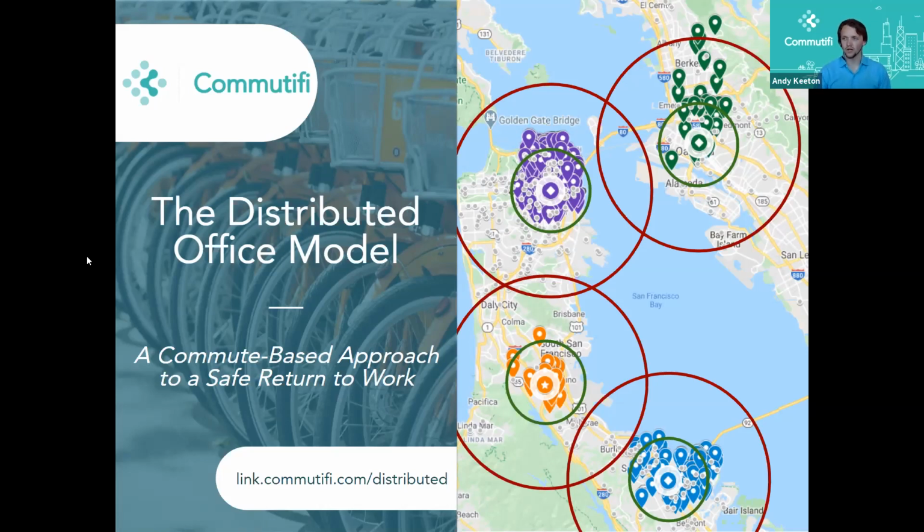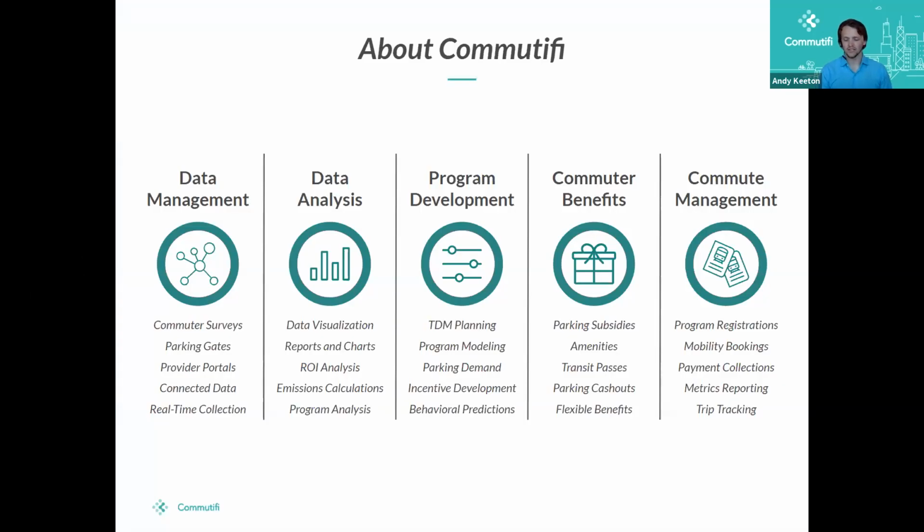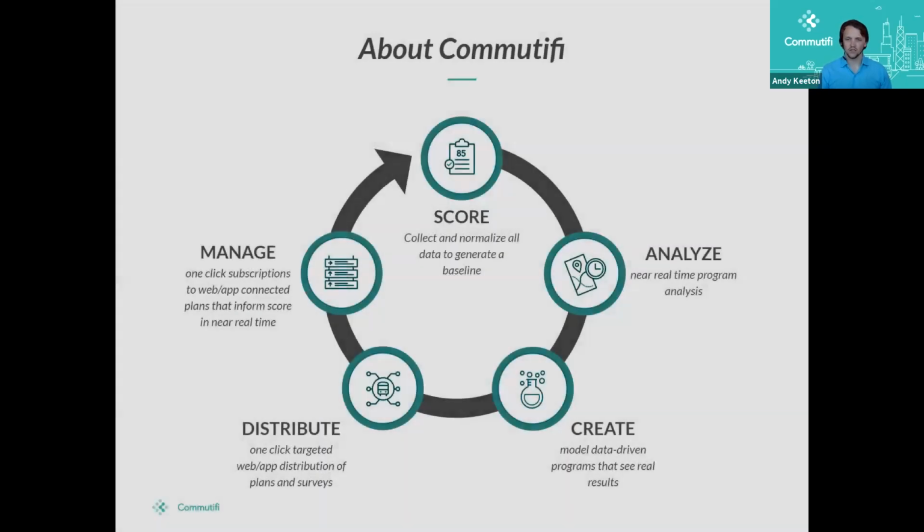So before I launch into a little bit more on that, I think it's helpful to get an idea of what we do at Commutify to give a sense for why we are focusing on this distributed office model. So what we do is take these 5 elements of commuting: data management, data analysis, program development, commuter benefits, and commute management, and we put it into one cyclical process, starting with our commuter score. This is a way that we normalize all data, get a good idea of how commutes are. And this is where we come from when we talk about the distributed offices, and you'll see here in a second, we were realizing that commuter scores were a bit low all around the country, and that if a closer office was open, those commuter scores could jump in just huge numbers, especially even compared to other TDM solutions.